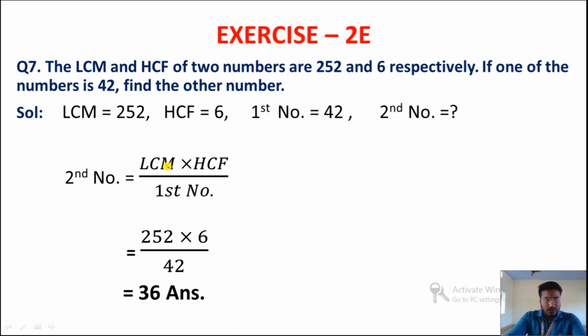So second number equals, what is the LCM? 252. You can see 252 into HCF. What is HCF? 6. So we mention here 6 by the first number. And what is the first number? 42. Now reduce the terms if possible. So clearly we can divide 6 and 42 by 6: 6 1s are 6, 6 7s are 42. Now this 252 also we can divide by 7. 7 3s are 21, 4 left, 7 6s are 42. So we got 36 as the answer.